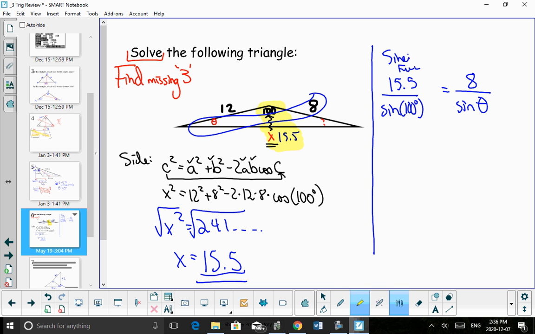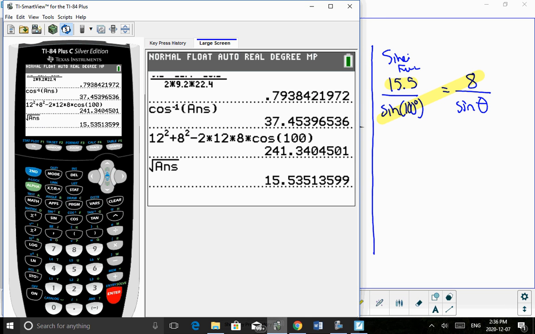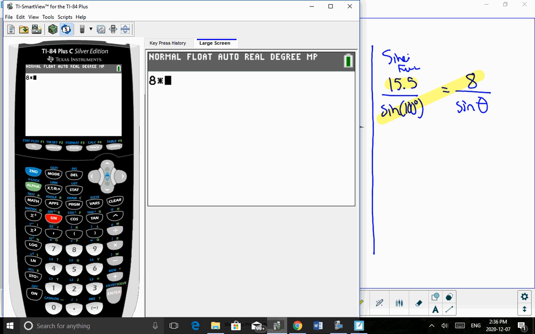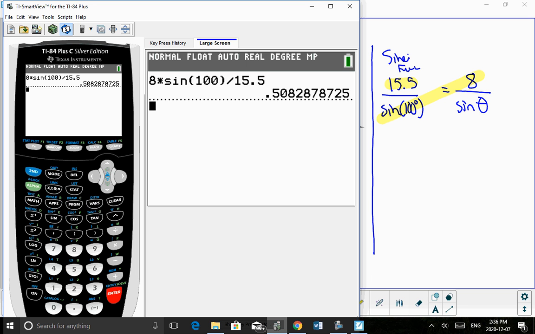Again, I want to cross multiply and divide. So there's my cross, and then there's my divide. I'm going to go 8 times sine 100, again finish off the bracket, then divide by 15.5. So I have sine theta equals 0.50.